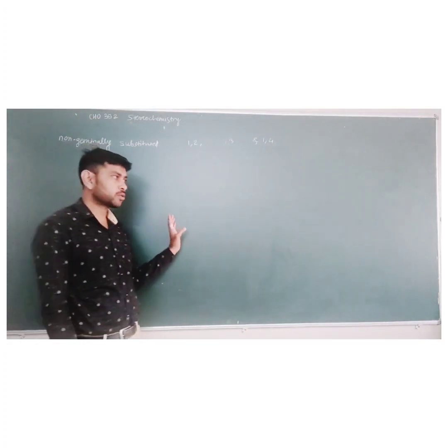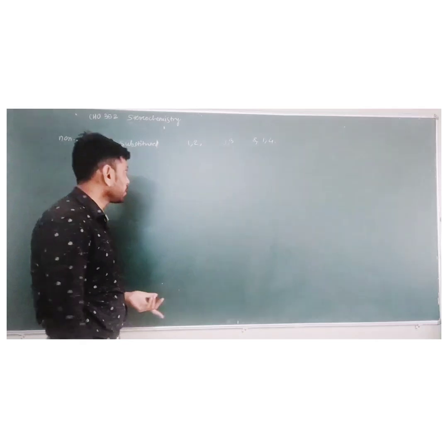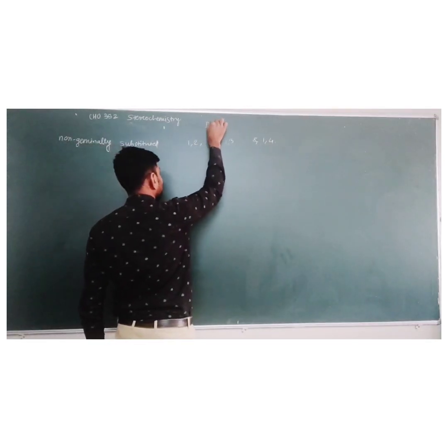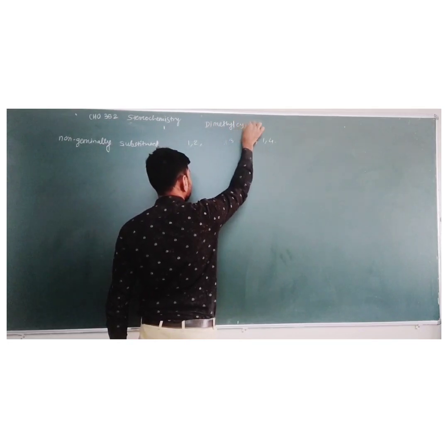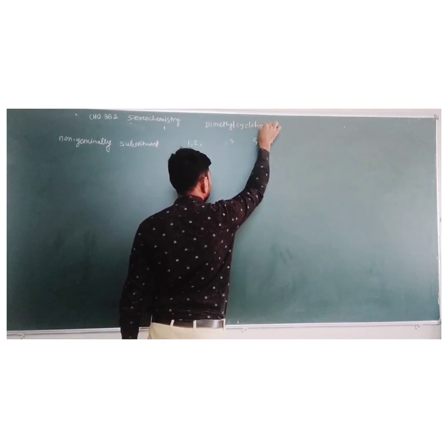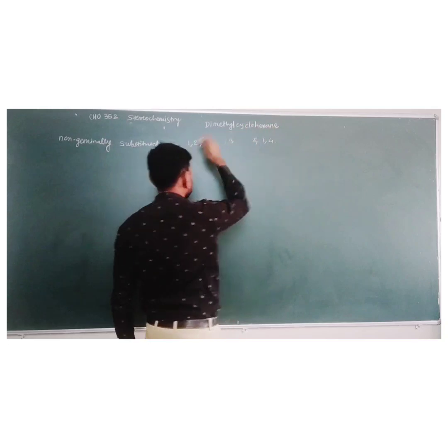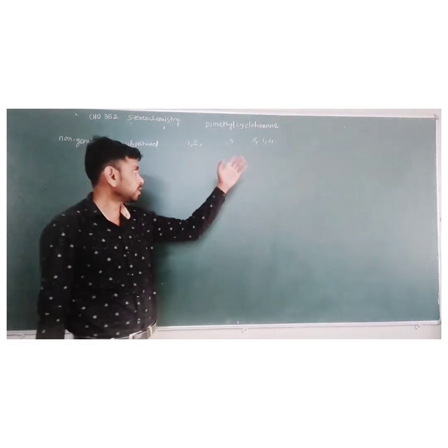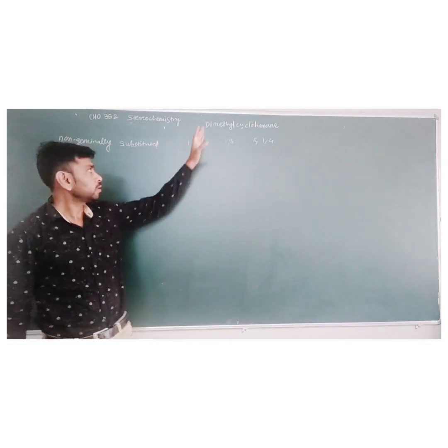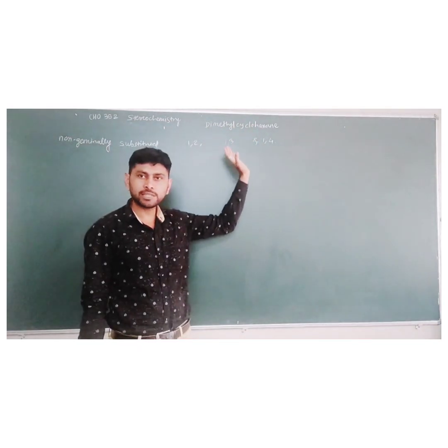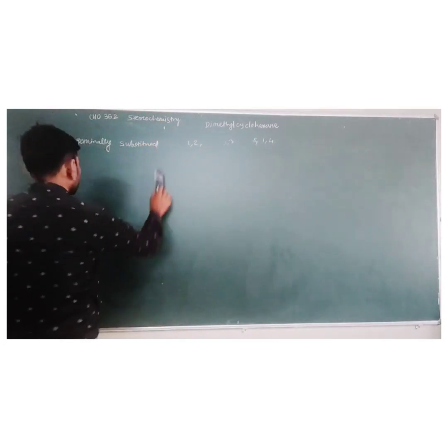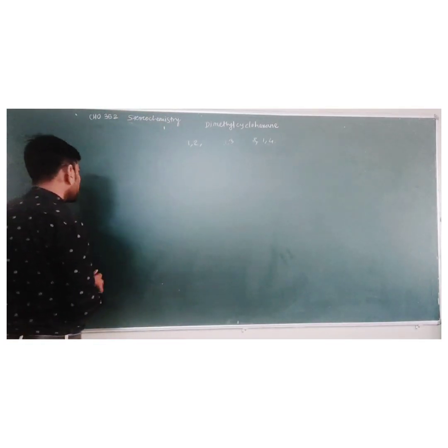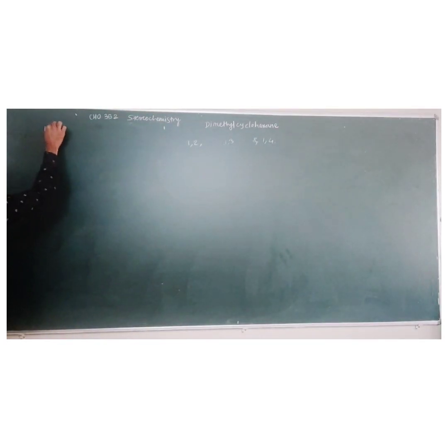For disubstituted cyclohexanes, we generally take dimethyl cyclohexane as an example to understand the stereochemistry of 1,2, 1,3, and 1,4. So 1,2 dimethyl cyclohexane, 1,3 dimethyl cyclohexane, 1,4 dimethyl cyclohexane. Let's see the non-geminally disubstituted cyclohexanes one by one.